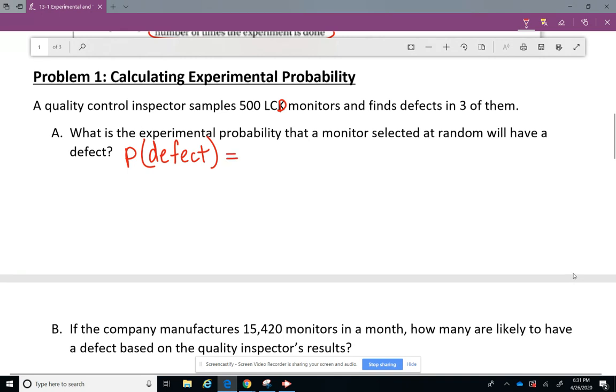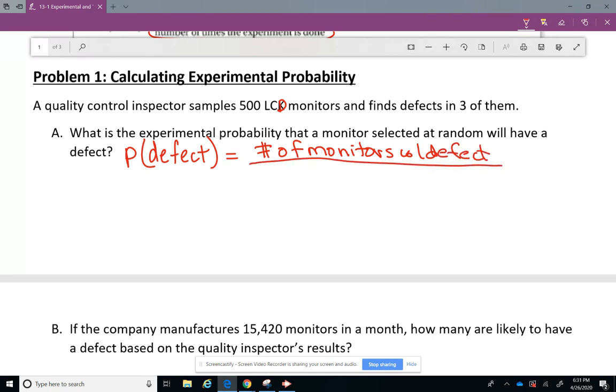So you're going to figure out what's the number of monitors that have a defect. So I'll put with defect over the total number of monitors that you inspected.